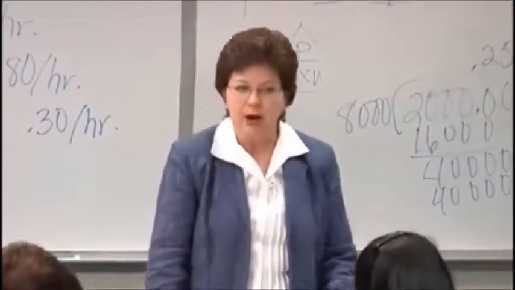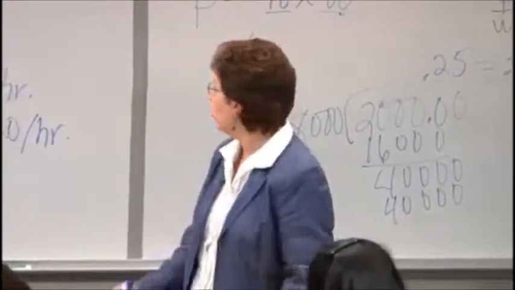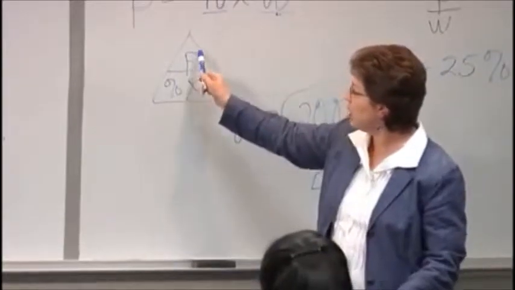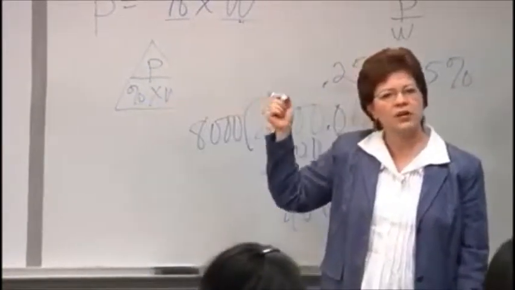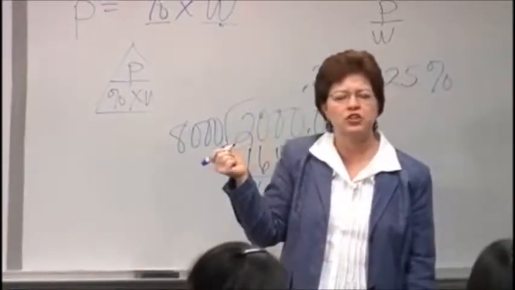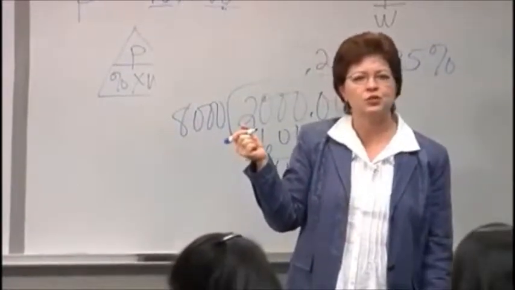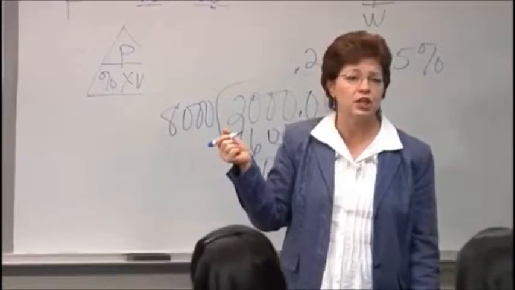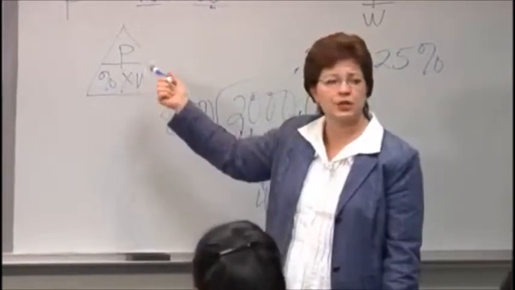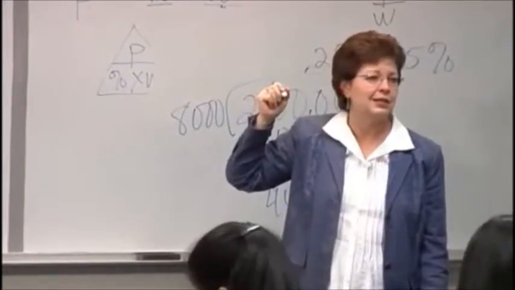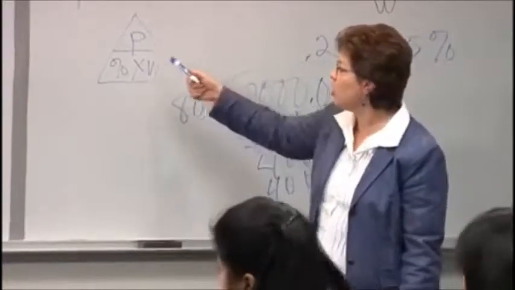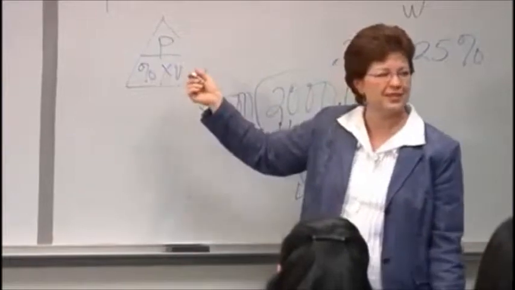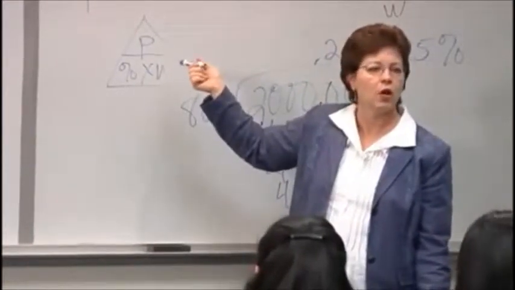Our last kind of problem we want to talk about is finding the whole when you know the part and the percent. We don't have to do this in real life as much, but it could be a situation where you know how much interest you paid on your car loan for the year, and you know what the rate is, but you want to know what the balance is. Most of the time we know these two or we know these two. It's not so often that we don't know the whole.